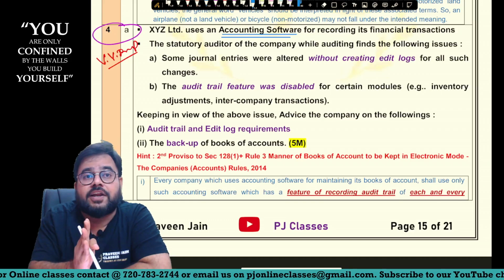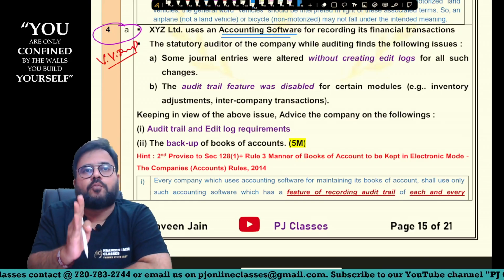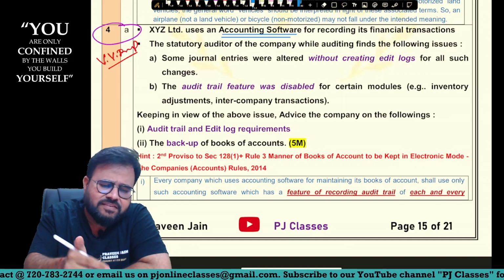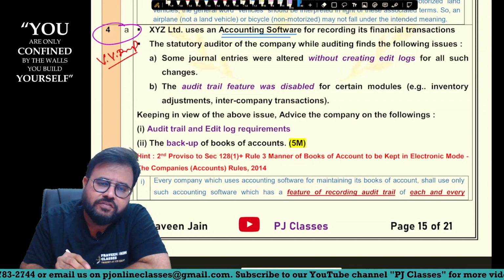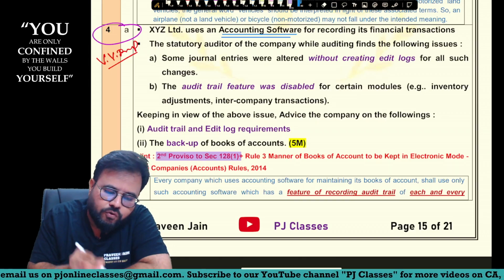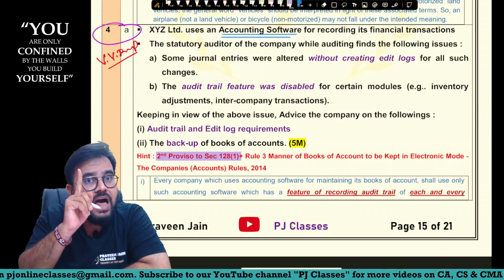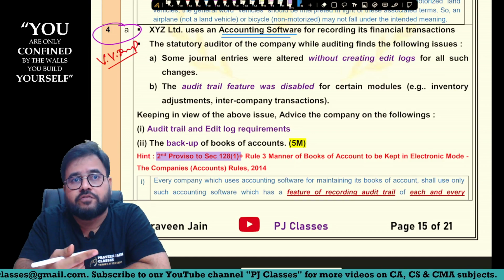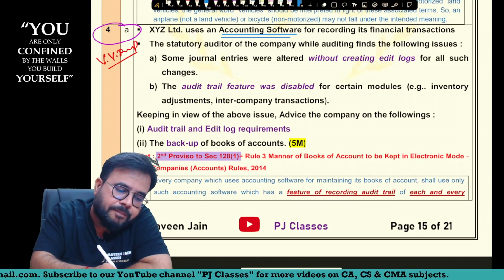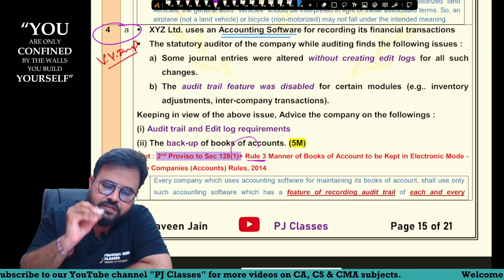So all audit trail concept will come only if you are maintaining your books of accounts in e-form, sir. Is a company allowed to maintain their books of accounts in e-form? Answer is yes. Second proviso to section 128 subsection 1 allows a company to maintain their books of accounts in e-form. Now the procedure and manner is given in rule number 3, sir.